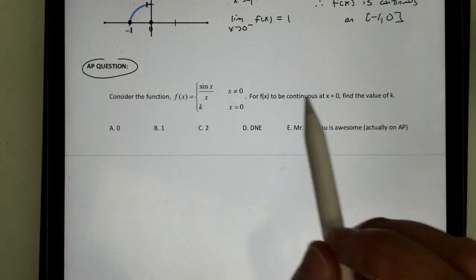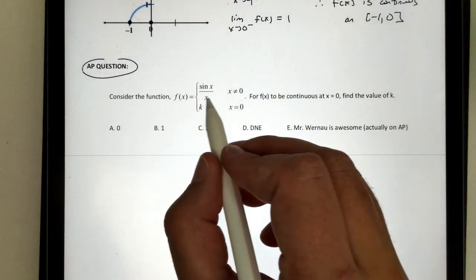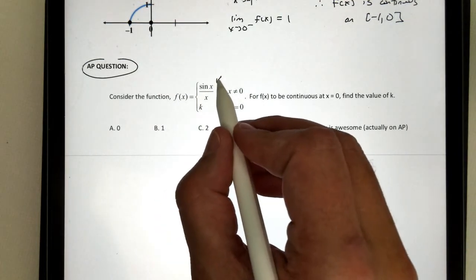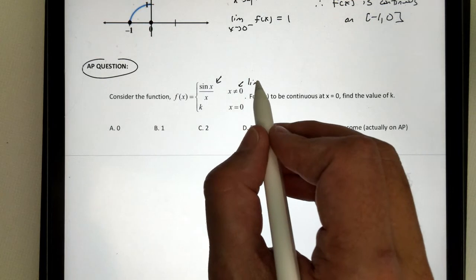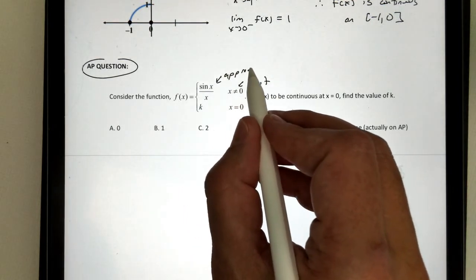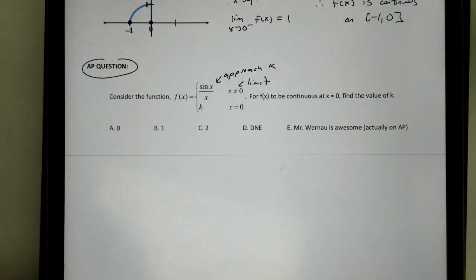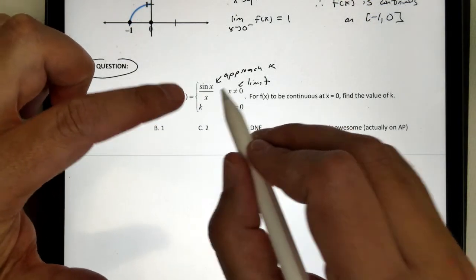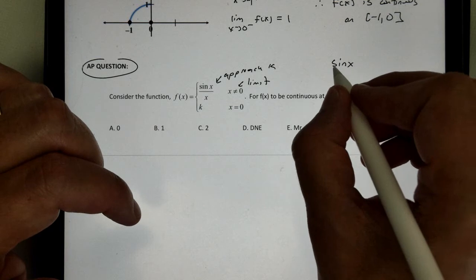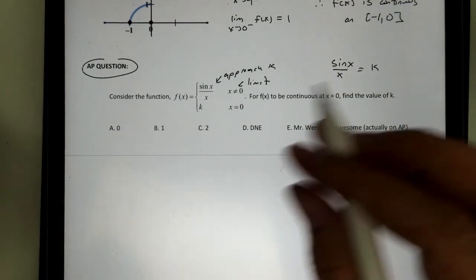If I want to find k to be continuous, well, what are we saying? That these have to be equal to each other. So in other words, the limit as I approach, remember we talked about this from the other day, that's actually a limit value, has to approach the value k. If I want them to be equal, they have to be equal to each other. In pre-cal, you would have done something like this: sine x over x equals k, and you would solve for k at x equals 0.